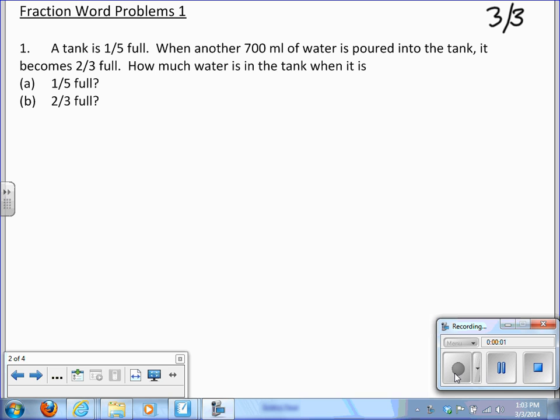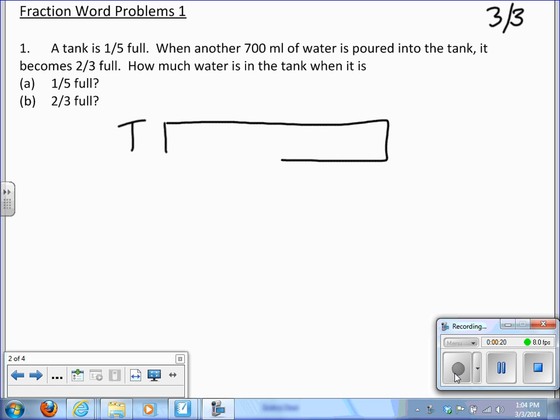A tank is 1/5 full. When another 700 milliliters of water is poured into the tank, it becomes 2/3 full. How much water is in the tank when it is 1/5 full and 2/3 full? Good. So we have a bunch of water in a tank.